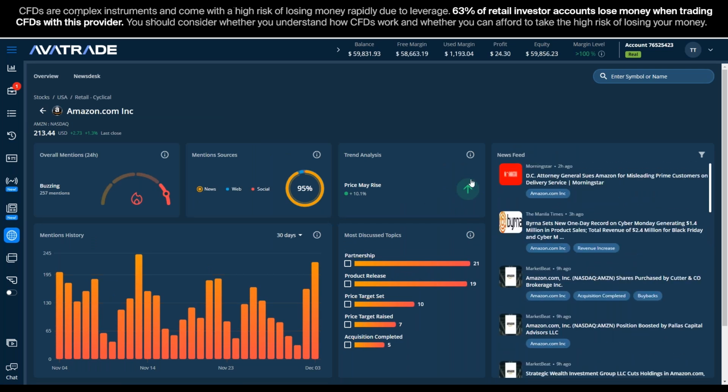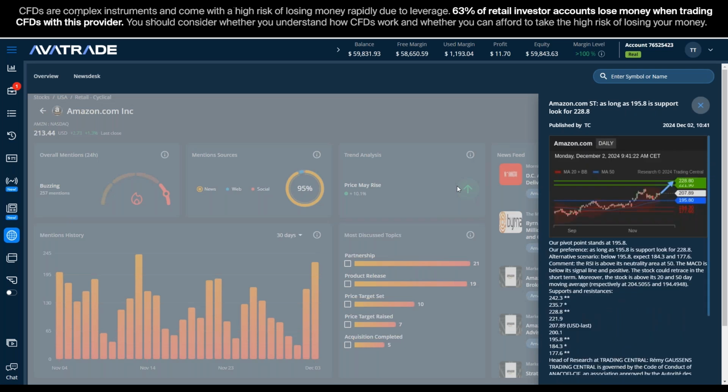And I also get a view of what the trend analysis is. What's the prediction on this instrument? And so the prediction is Amazon may rise 10% or so. If you want to see the technical analysis behind that, you just click on this, just like the signals. You've got a support level at 195.80. You've got take profit zone recommendations between 221 and change and 228.80. So it's got that information there for you.